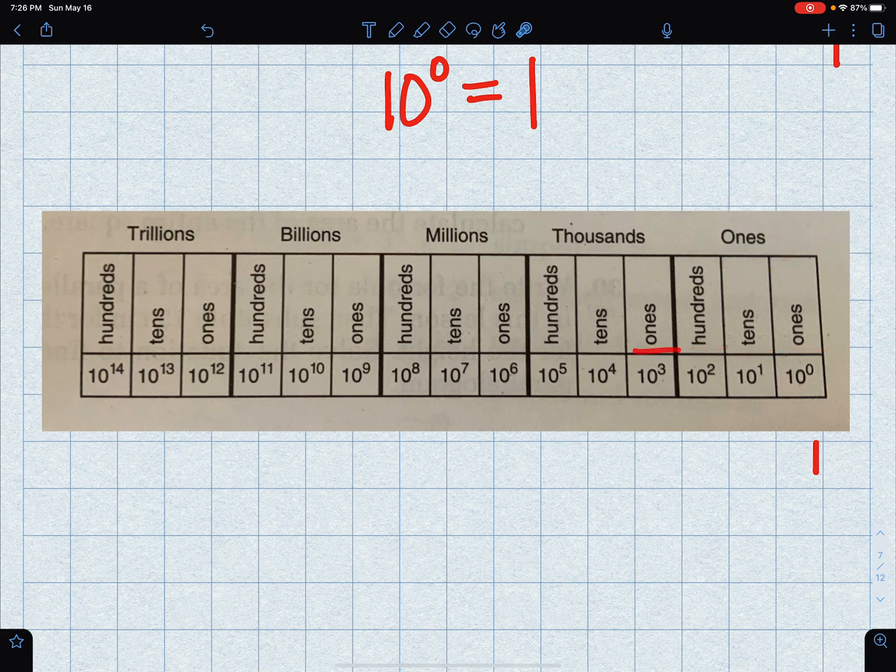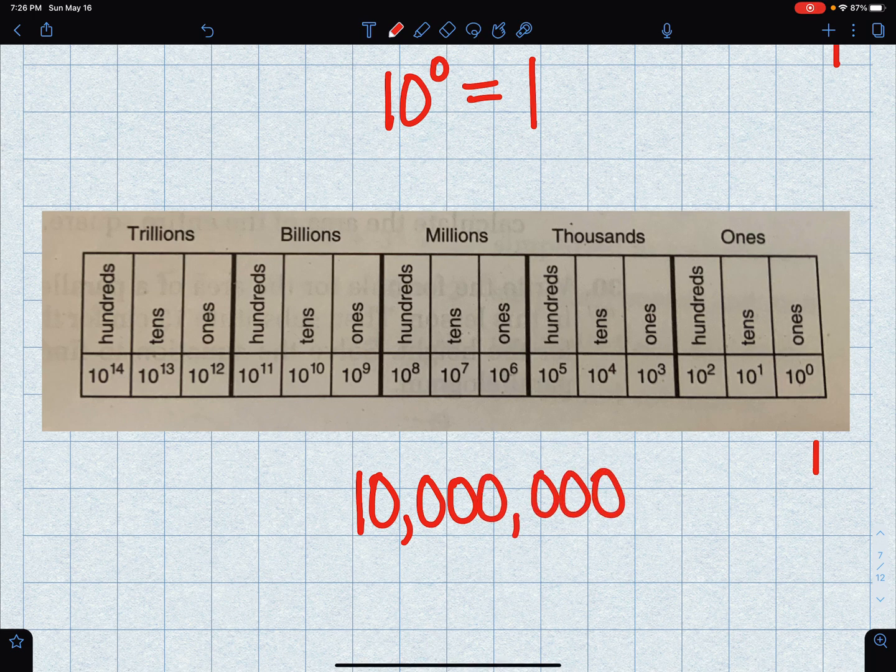There's also ones, tens, hundreds in the thousands place. There's 1, 10, hundreds in the millions place. Why? Because you could have 1 million or you could have 10 million. What would 10 million look like? It would have 7 zeros. If you had $10 million, that's how you would write it. There are 7 zeros: 1, 2, 3, 4, 5, 6, 7. It's 10 to the 7.